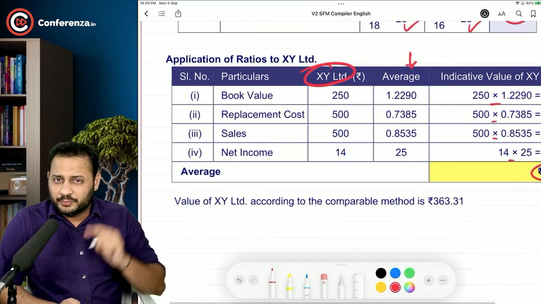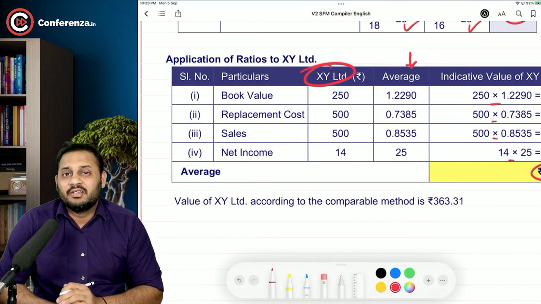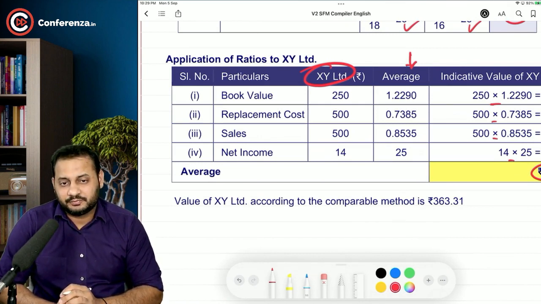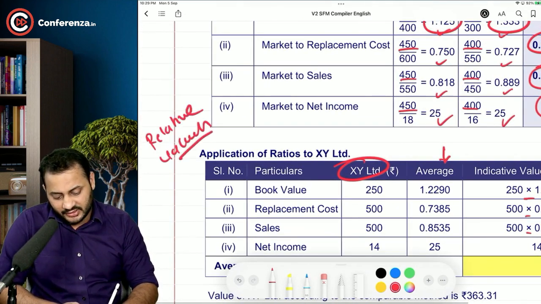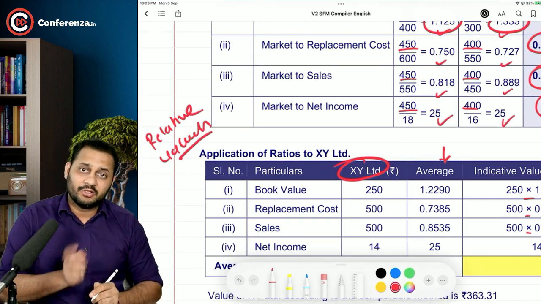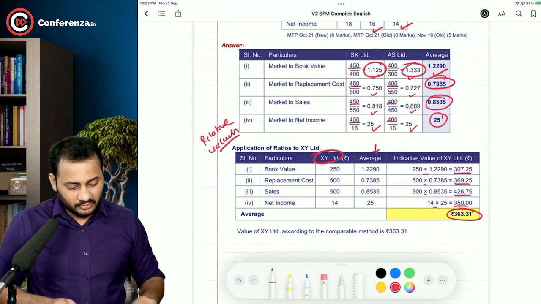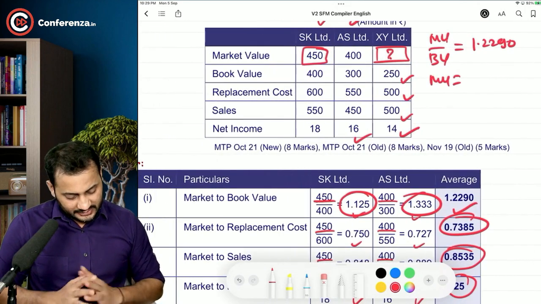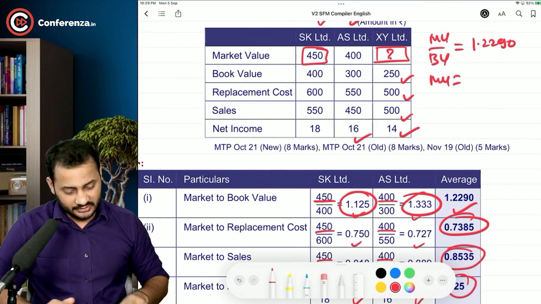You understand that chop shop approach? It is similar to the chop shop approach. This one is similar to chop shop approach. This is also called relative valuation, because you find out the relative companies, calculate the ratios from those companies and apply those ratios to your company to find out the value. That's an easy question. Got it? So this was the question asked in mock test paper and in November 2019 old syllabus.